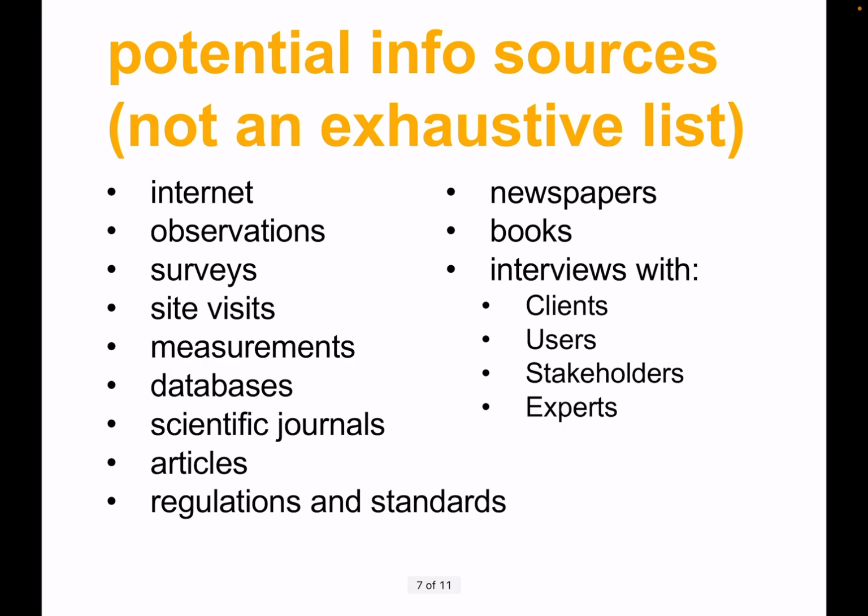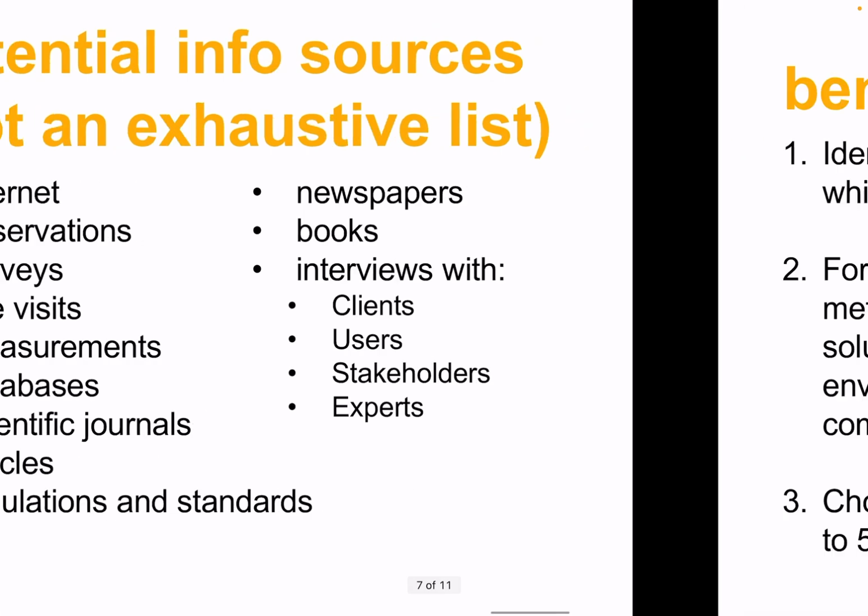Potential sources. So when you start looking into these things, obviously the internet is a great one. You can do observations, you can do surveys, site visits, take measurements. So actually get the products in your hand or the solutions in your hand and actually take some measurements. Databases, scientific journals, depending on what you're designing, articles, regulations and standards, possibly different articles, newspaper articles, magazine articles, books, and also interviews, interviews with clients or users or stakeholders or experts. So these are just potential information sources that you can use to do your benchmarking.